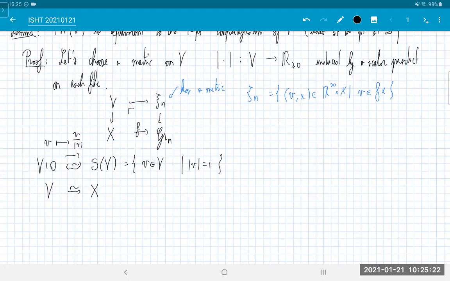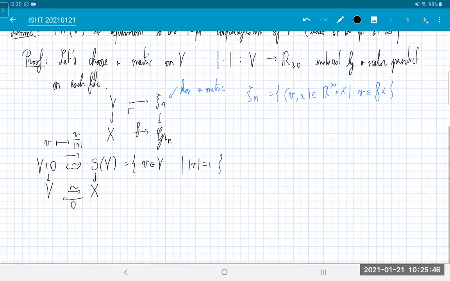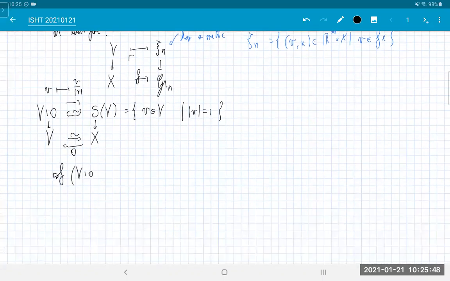Just the projection at the level of underlying space is just an equivalence. I am just collapsing everything to 0. I have an inverse map that's exactly the 0 section. Because the underlying space of a vector bundle is not particularly interesting. So the cofiber of V minus 0 into V is the same thing as the cofiber of S of V mapping to X. Since I'm just replacing the spaces with equivalent spaces.